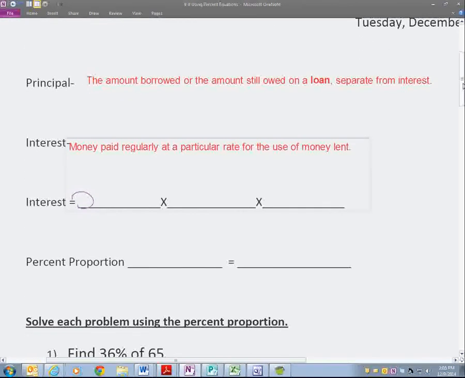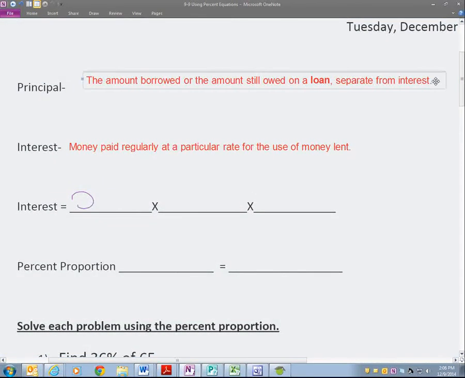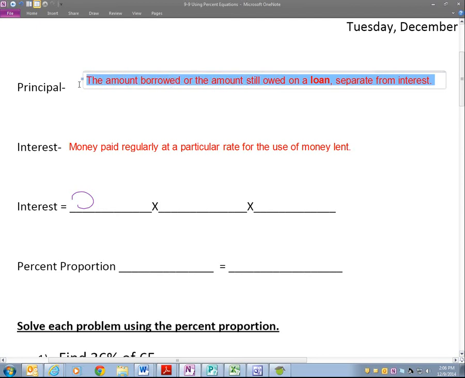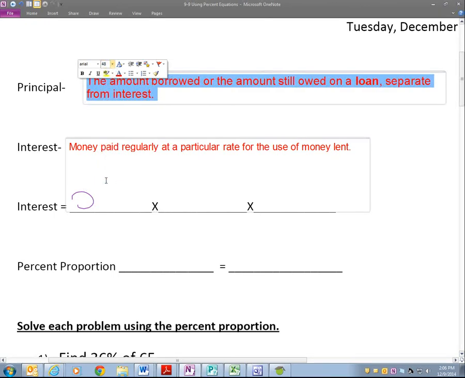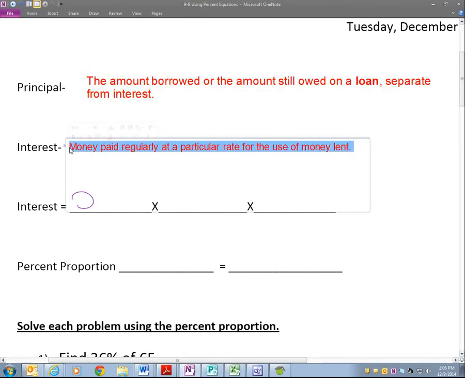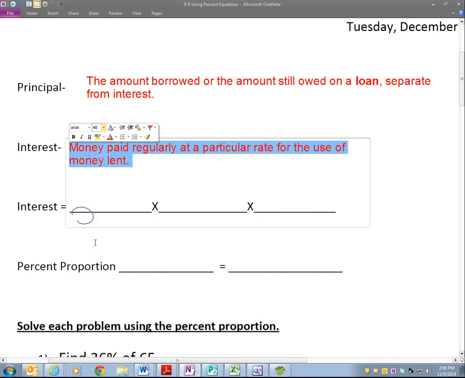We have principal. Can you guys read that okay? Yeah. Oops, that's not it. Let's take this one. There we go. A little bit better, yeah? It's the color, apparently.